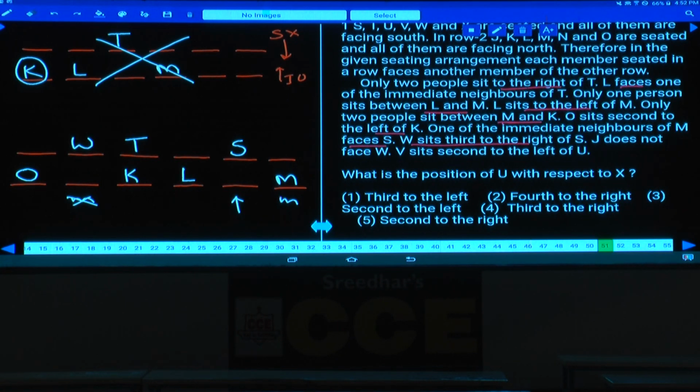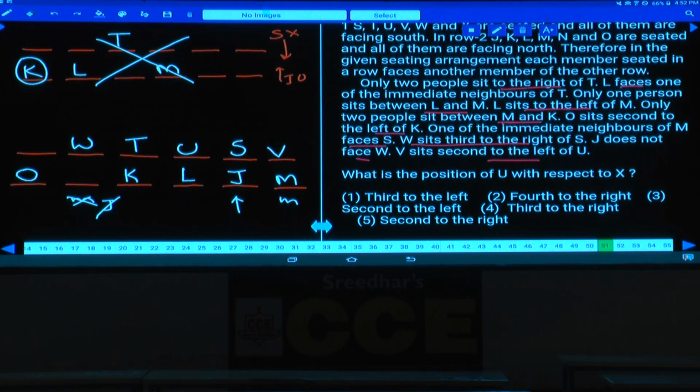W sits third to the right of S. J does not face W. As J does not face W, J cannot be at this place, hence J must be here. V sits second to the left of U. As V is seated second to the left of U, V is here, and this person is U.